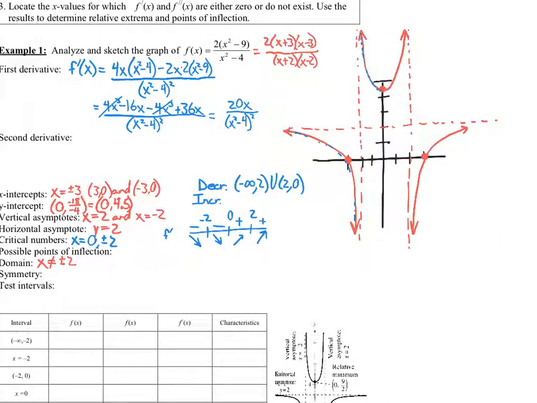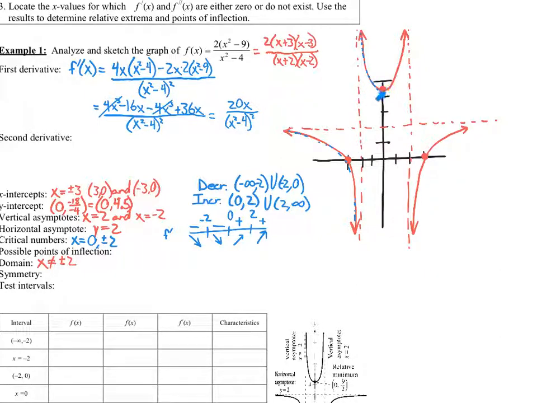Negative, yes, I'm sorry, thank you. Sorry, negative, yes. Increasing is going to be from 0 to 2, and then 2 to infinity. Can we just write it negative infinity to 0? No, you have to keep it separate there because it's not defined at negative 2.